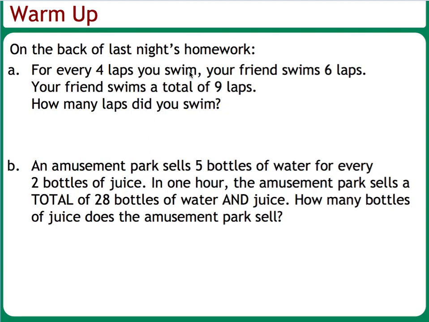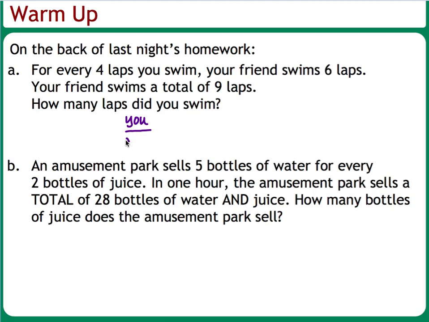So for every 4 laps you swim, your friend swims 6 laps. Your friend swims a total of 9 laps. How many laps did you swim? To figure this out, if you need a little help, we want to set up a table. I'm just going to draw the horizontal lines. I'm not going to draw all the vertical lines. They tend to get in the way. And this looks a lot like a fraction, which I think helps as well.